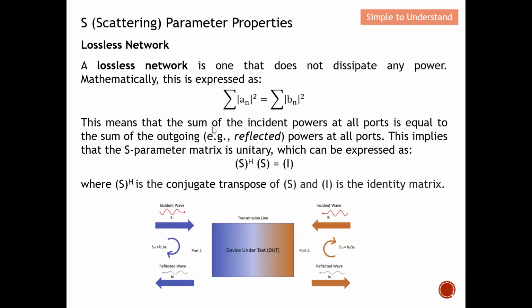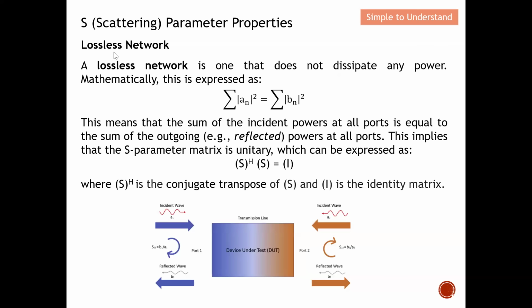This means that the sum of the incident power at all ports is equal to the sum of the outgoing power at all ports. So basically this is the meaning over here. These are all the power. This implies that the S parameters matrix is unitary, which means it equals 1, and they can be described in this form here. So this is lossless, which is ideal, but not feasible in a practical scenario.